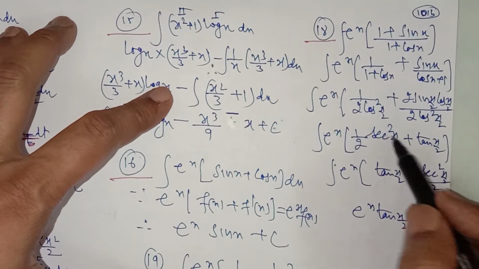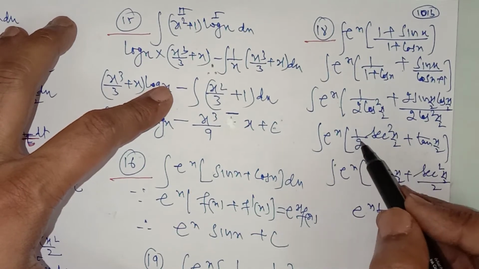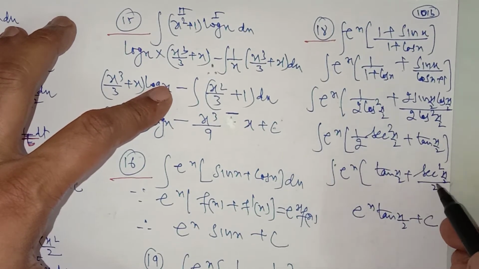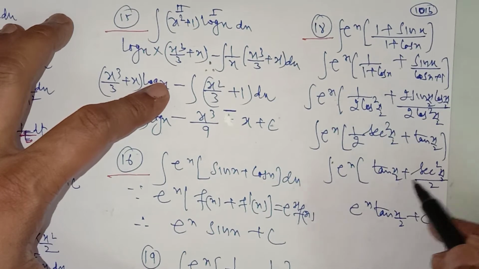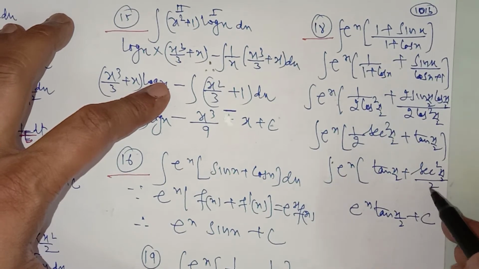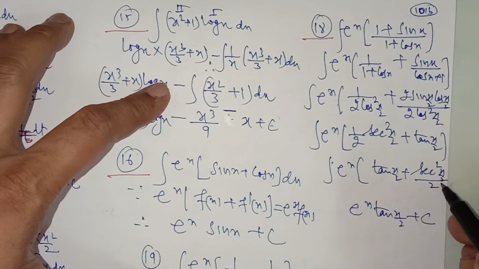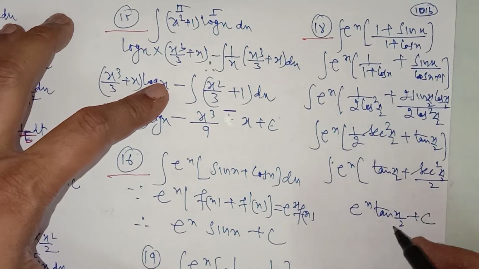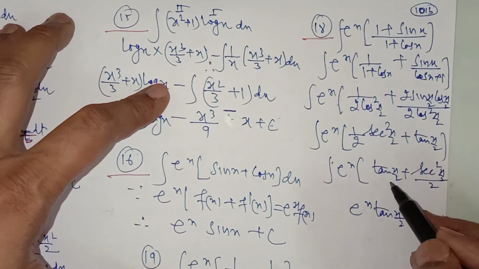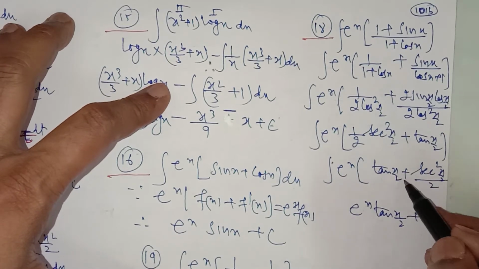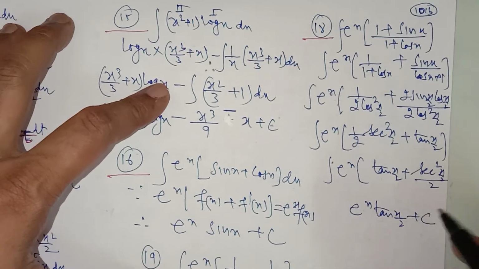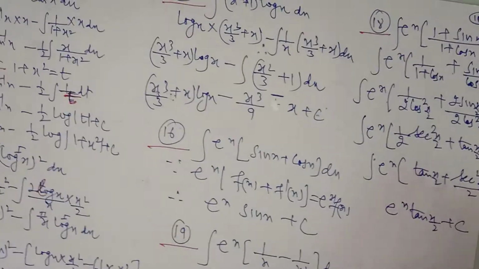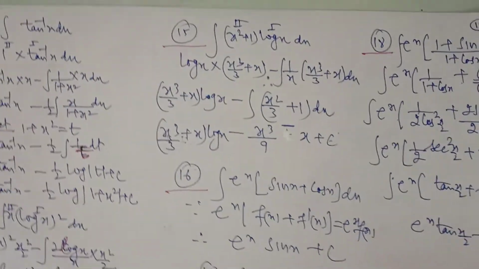So you make it first, this is second, tan x by 2 plus half sec square x by 2. Now because the derivative of tan x by 2 is sec square x by 2 upon 2, so this is f(x), this is f dash x, so its integral is e raised to power x into f(x). This is f(x), its derivative, the derivative of tan x by 2, is sec square x by 2 into half. So be very careful. So this is the question based on the property of integration by parts.